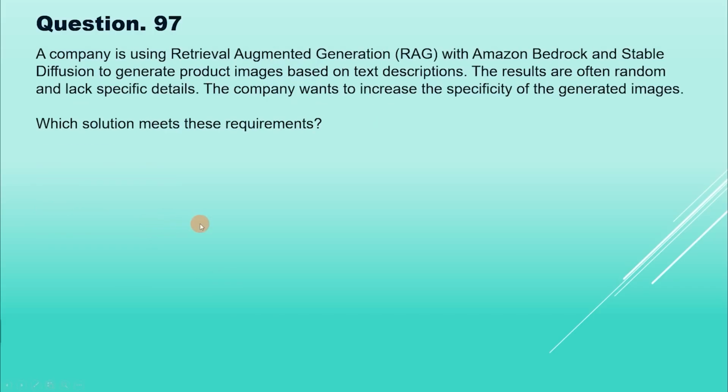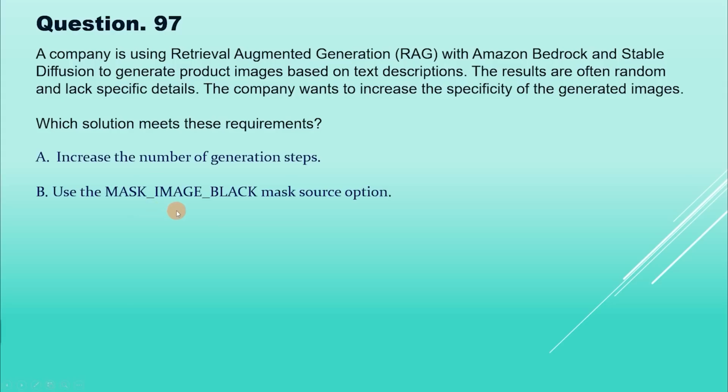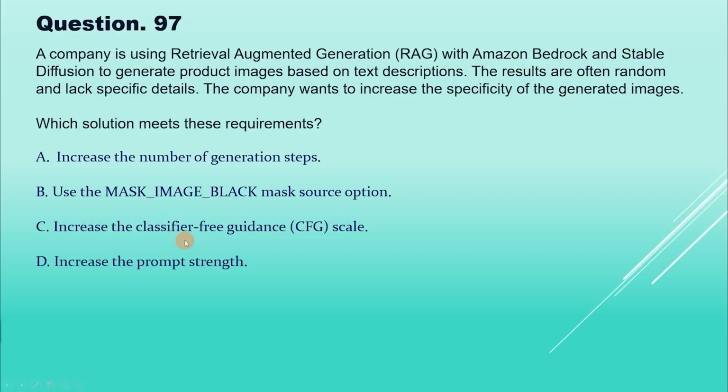Now question number 97. A company is using retrieval augmented generation, RAG, with Amazon Bedrock and a stable diffusion model to generate product images based on text descriptions. The results are often random and lack specific details. The company wants to increase the specificity of the generated image. Which solution meets these requirements? Here are the options. Option A, increase the number of generation steps. Option B, use the mask image black mask source option. Option C, increase the classifier free guidance CFG scale. Option D, increase the prompt strength. Take your time to guess the answer.